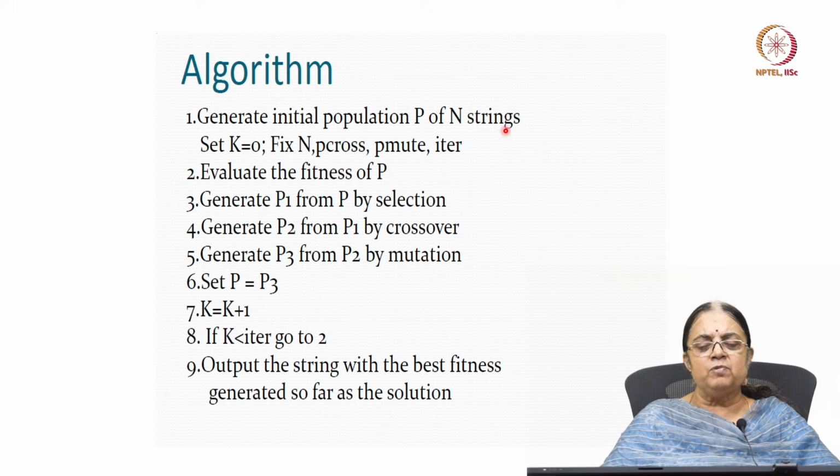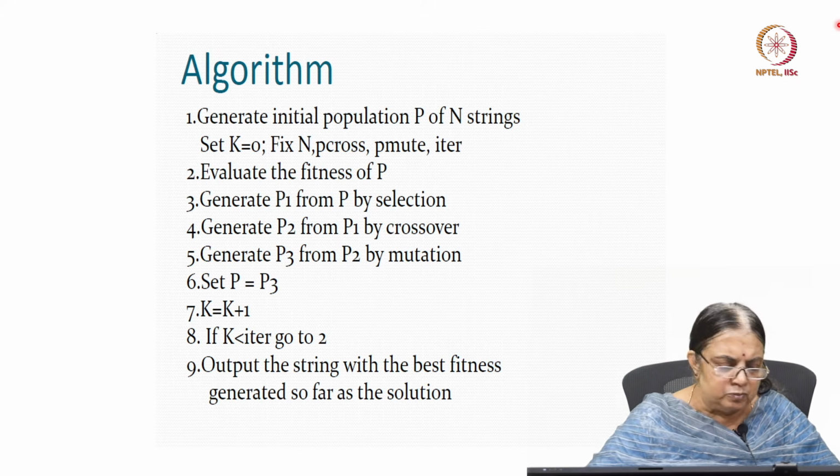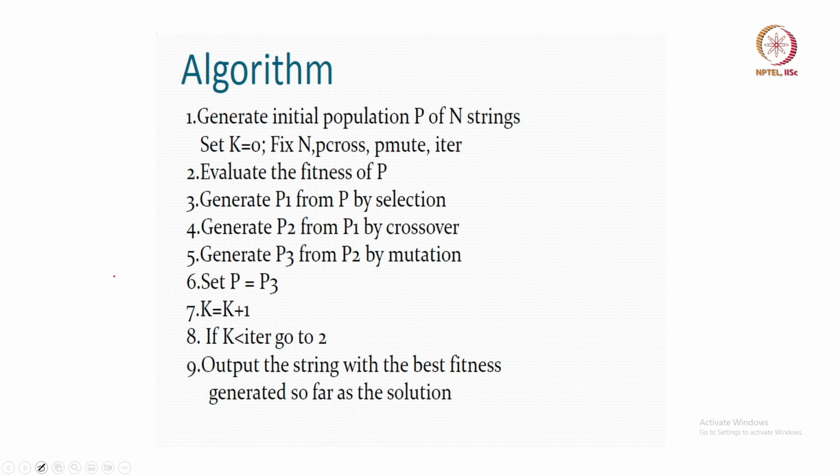Each string in the population is a candidate solution to the problem that you are looking for. For example, suppose you want to maximize x squared. This is your optimization problem. What you can do is represent your x by a binary string.